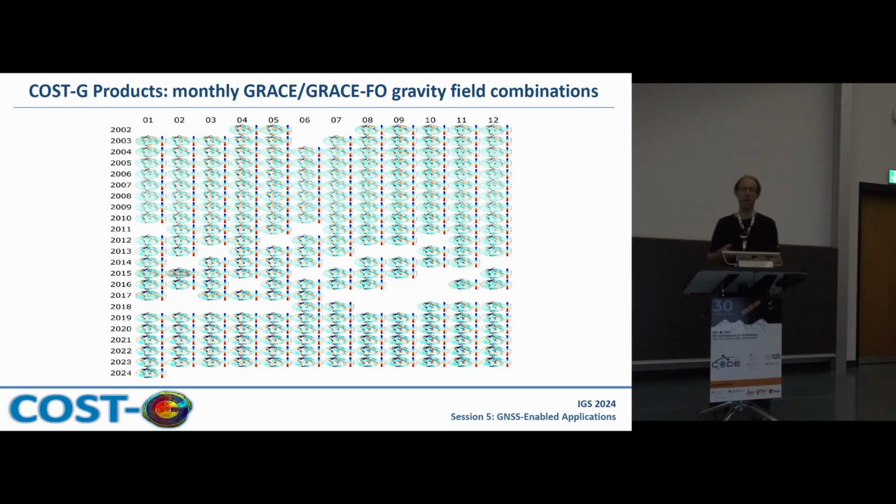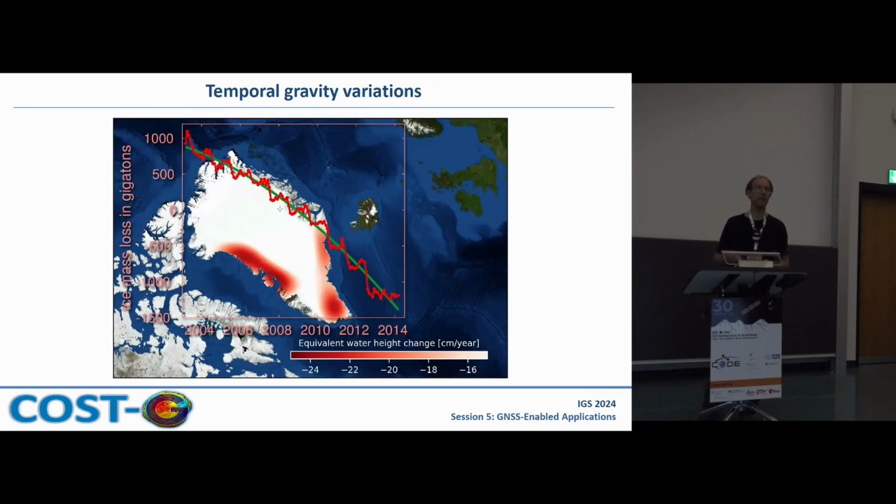Our products are the monthly combined gravity fields based on data of the GRACE and GRACE follow-on missions. So GRACE 2002 to 2017, there we have a combination of reprocessed data, and for GRACE follow-on 2018 till now, it's an operational combination. Our main products are these gravity fields in spherical harmonic coefficients, but many of our users come from the geophysical community, and for those we also provide grids of water storage. That's more useful for them. They're not so much used to these spherical harmonic coefficients.